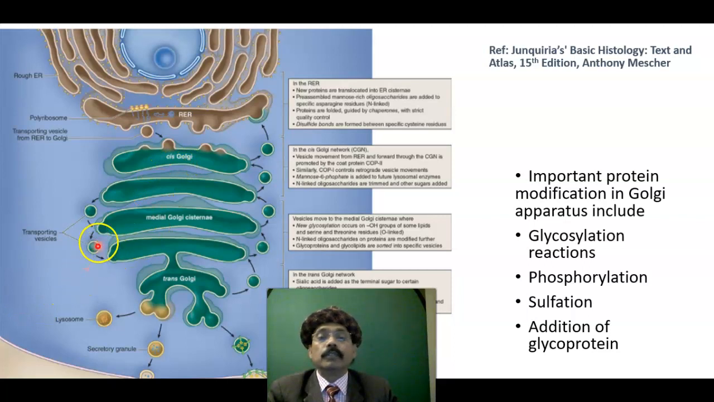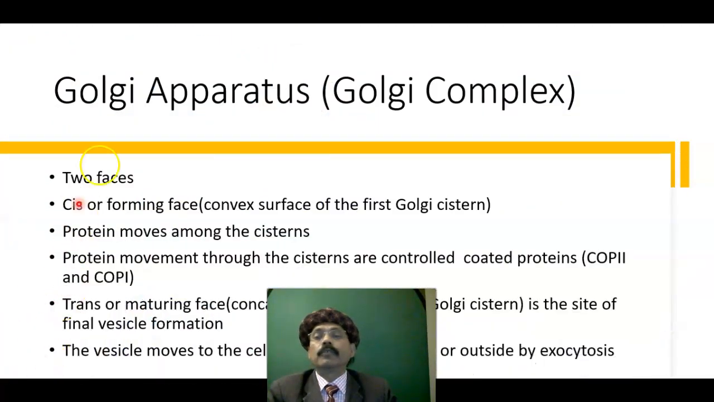So we have the cis Golgi complex and the trans Golgi complex. From cis to trans, the flow of protein is regulated by coat protein 2, and the retrograde movement of protein from trans to cis is prevented by coat protein 1. So we have two phases: the cis phase, or receiving part of the Golgi apparatus.